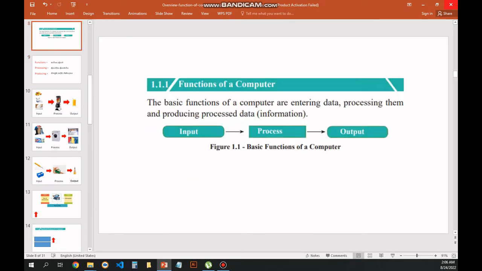Let's try to read the next lines here. The basic functions of a computer are entering data, processing them, and producing processed data or the information. One more time, the basic functions of a computer are entering data, processing them, and producing processed data. So the works the computer is doing are: it will enter the data to the computer itself, then it will process those data, then it will produce the processed data called the information.